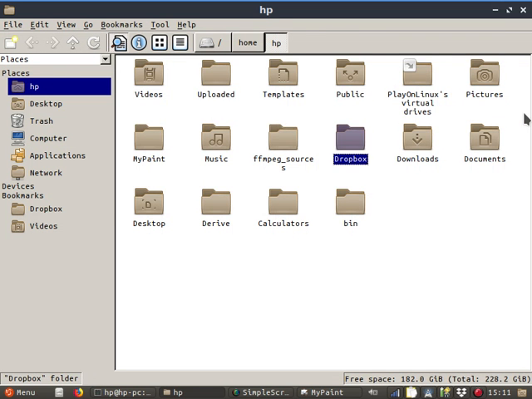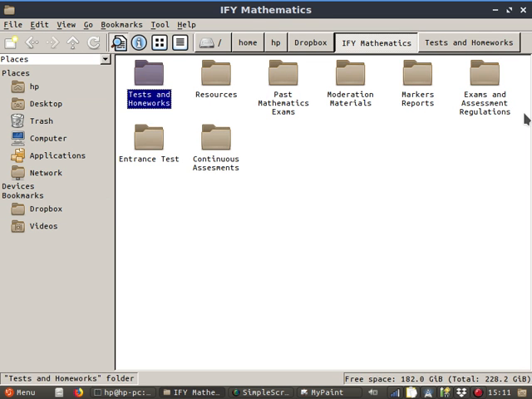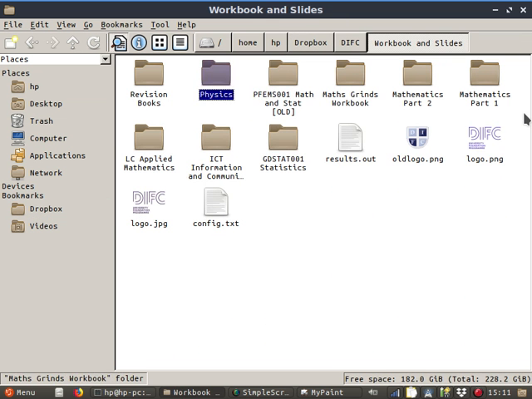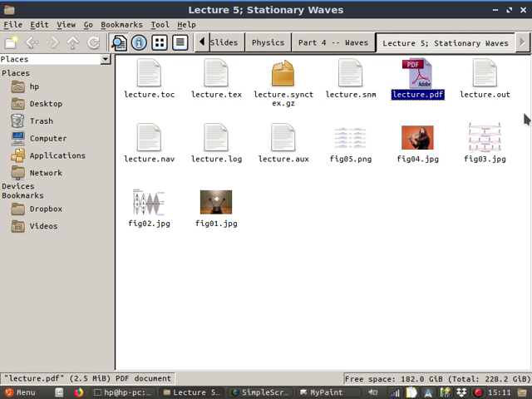Dropbox, IFY, DIFC workbook, physics, waves, stationary waves. Right, we have to do some examples, don't we?